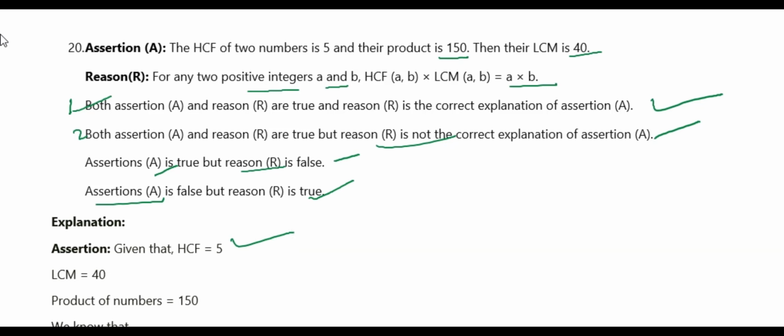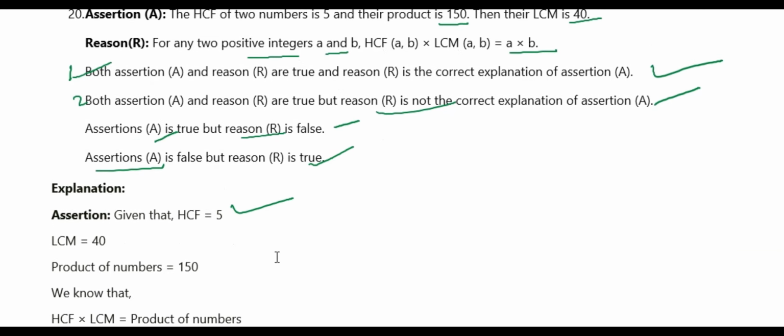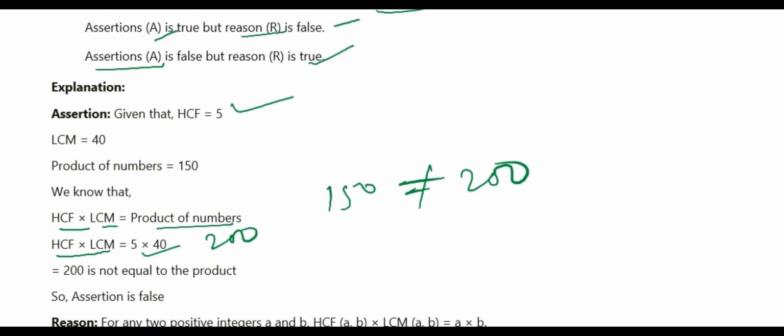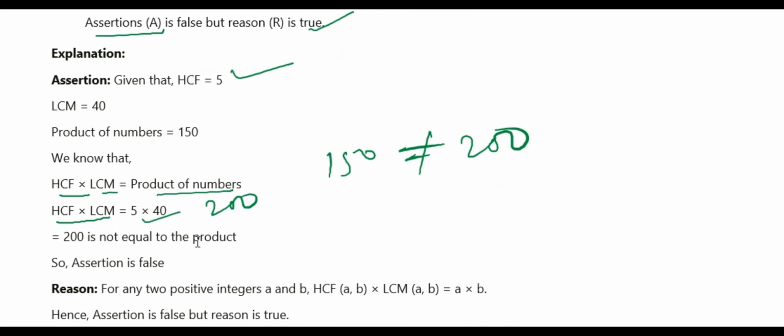Here is the explanation given: HCF 5, LCM 40, then the product of the numbers 150. You see, HCF times LCM equals the product of the numbers, which we have learnt in class 6 or 7 also. So the LCM and HCF product is 5 times 40, that is 200. It is not equal to 150, right? So what option will we choose? For any two positive integers a, b, HCF of a, b times LCM of a, b equals a times b. So hence the assertion is false but the reason is true.